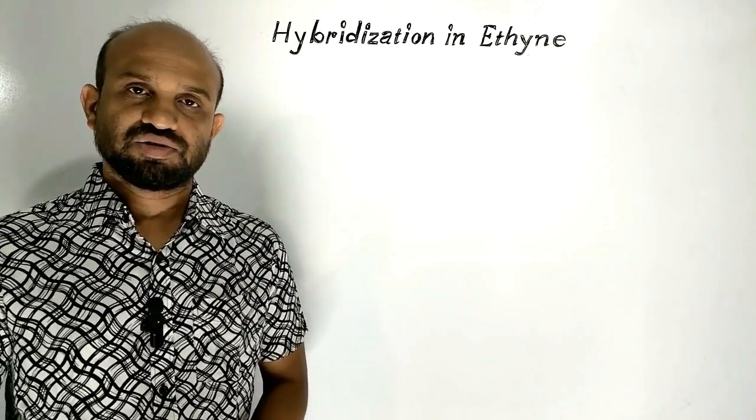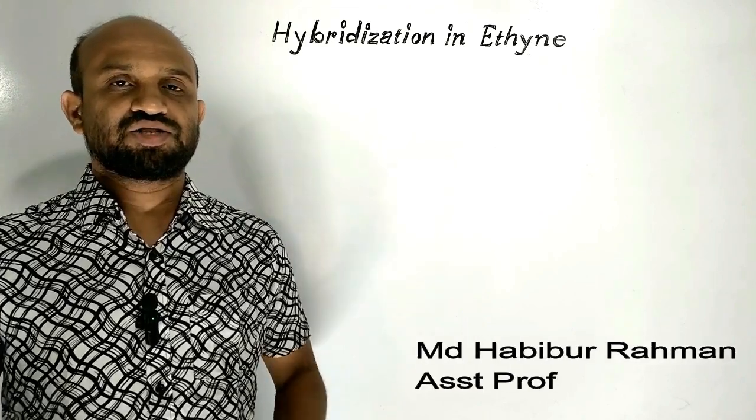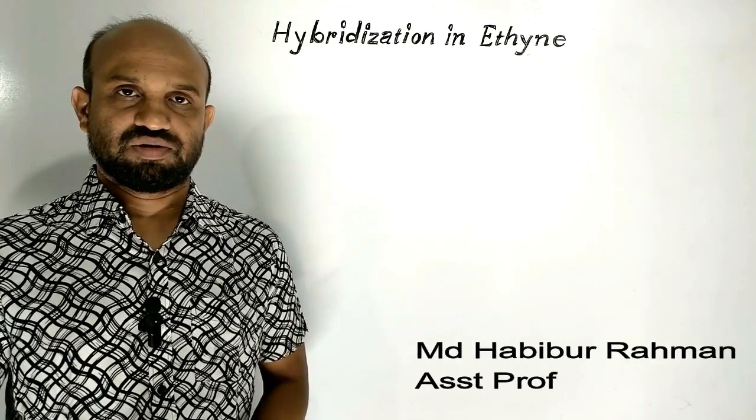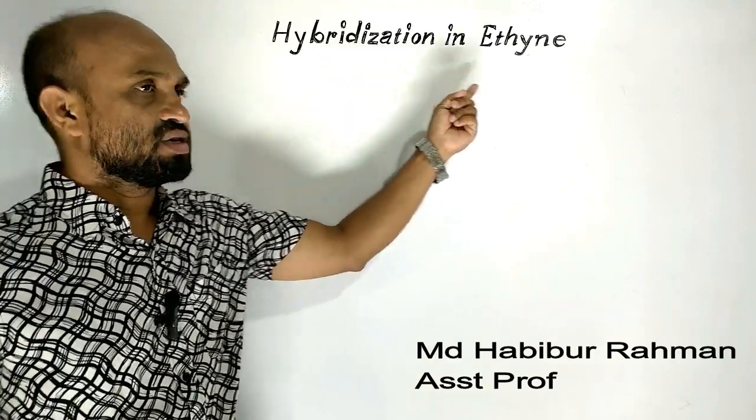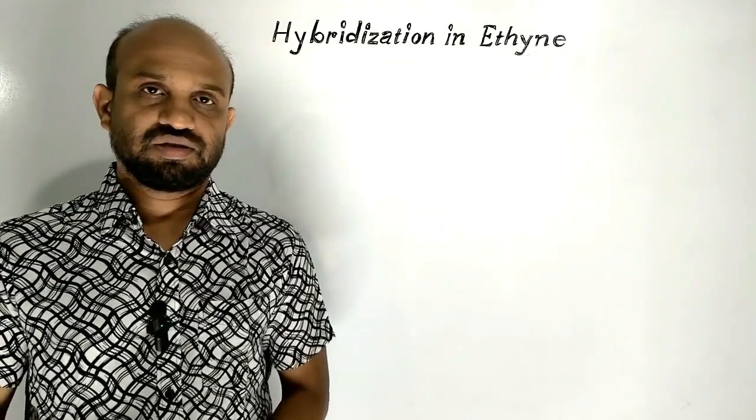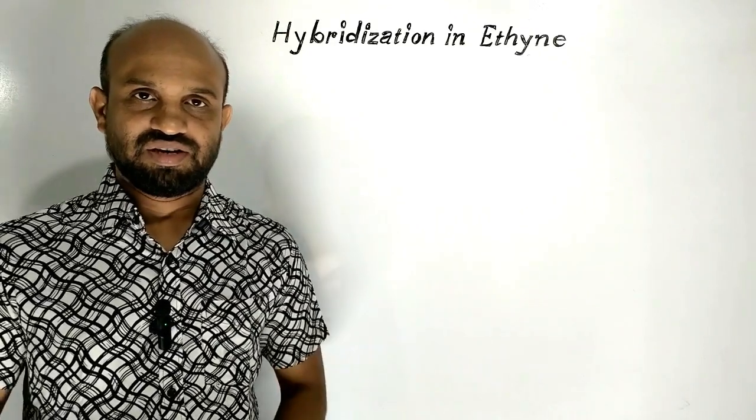In the previous lessons, we have learned sp3 hybridization and sp2 hybridization of carbon. In this lesson, we are going to learn hybridization in ethyne, that is sp hybridization of carbon. So let's begin.